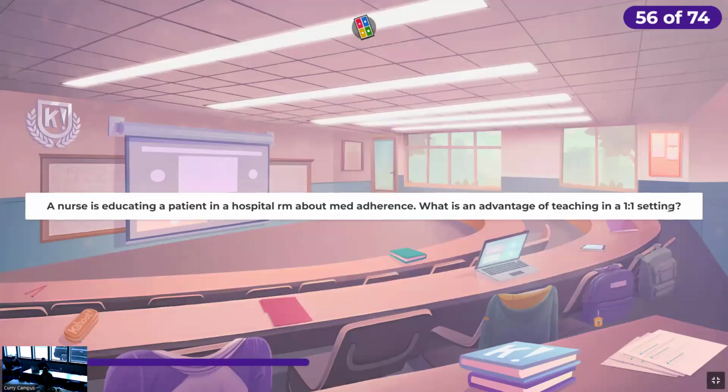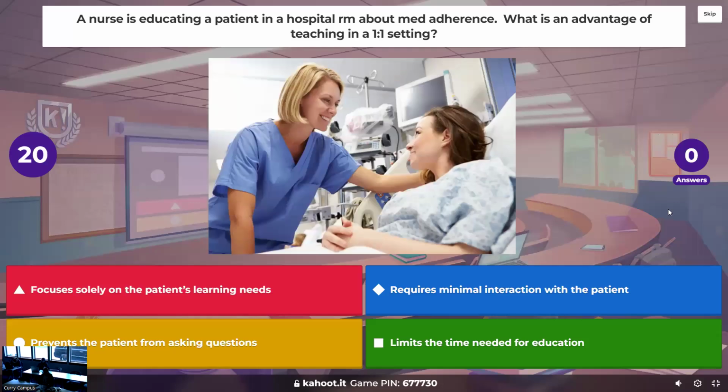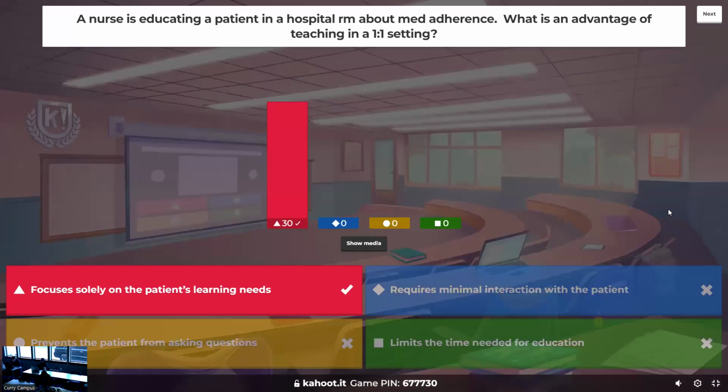A nurse is educating the patient in the hospital room about med adherence. What is the advantage of teaching in a one-to-one setting? Prevent the patient from asking questions is the yellow. Good, everybody got that one. Focuses solely on patients' learning needs, because we don't want to teach them something that's not pertinent to what's going on with them.